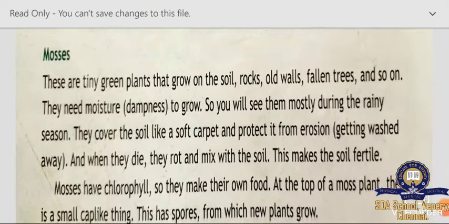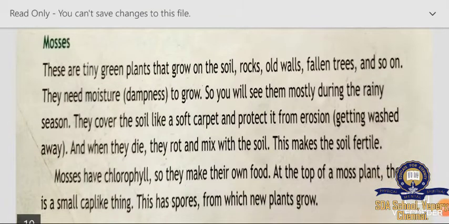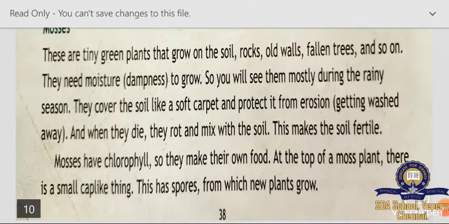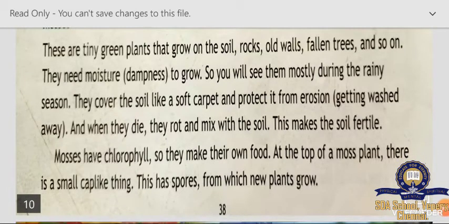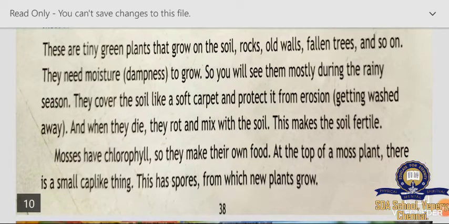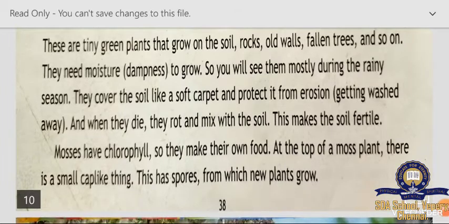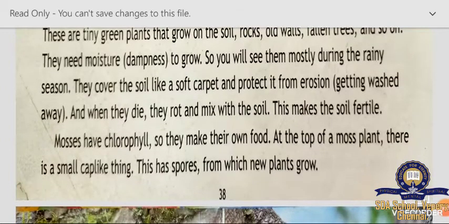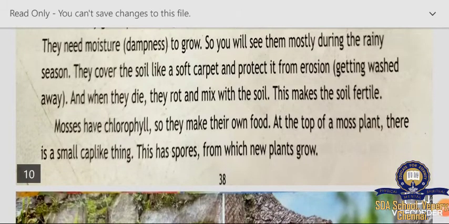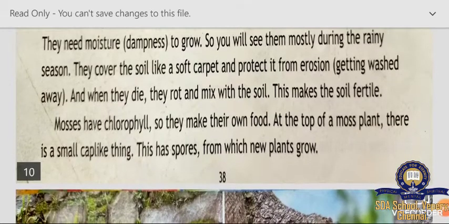These are tiny green plants that grow on the soil, rocks, old walls, fallen trees and so on. They need moisture. Moisture means eerapadam in Tamil, dampness, wetness to grow. So you will see them mostly during the rainy season. They cover the soil like a soft carpet and protect it from erosion. Erosion means getting washed away.